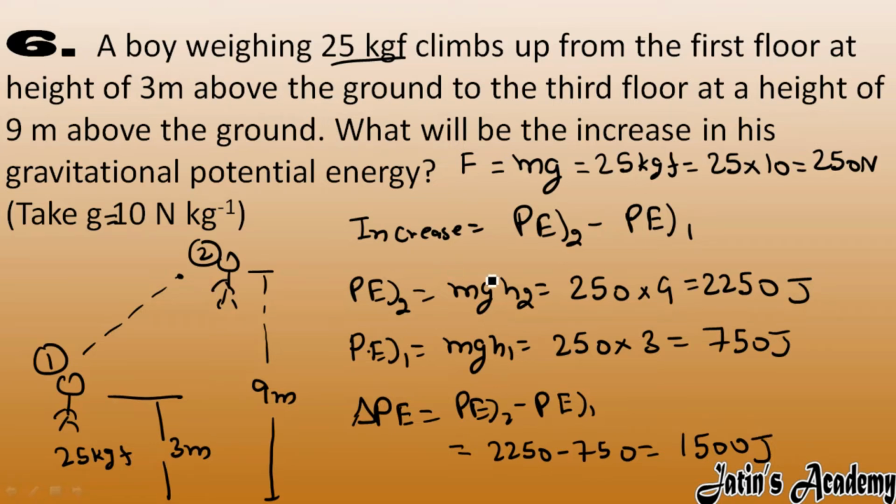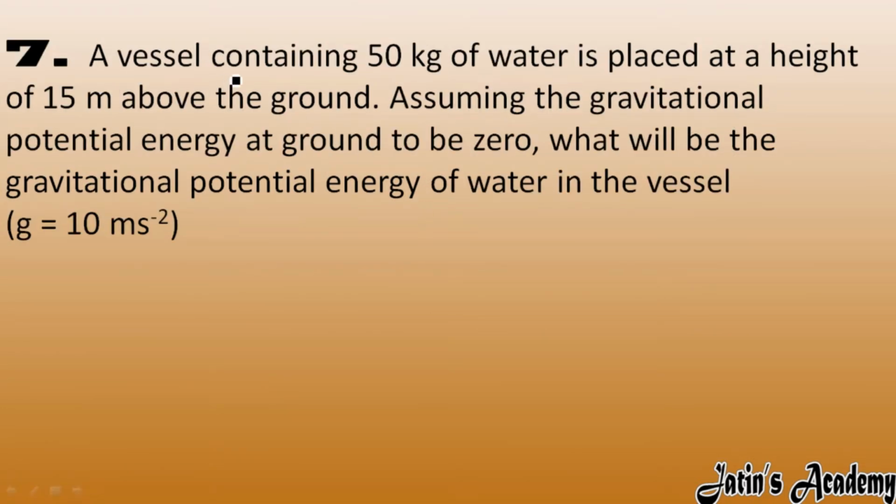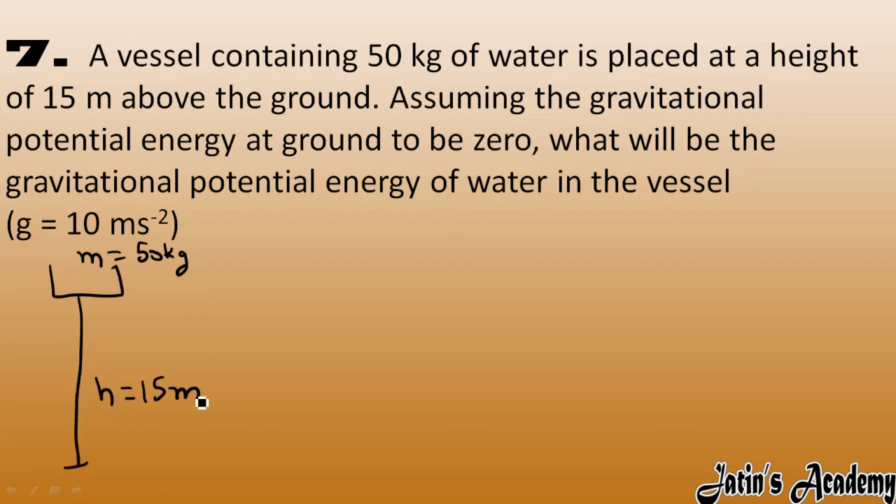Clear? Next we have a vessel containing 50 kilogram of water placed at a height of 15 meter above the ground. Assuming the gravitational potential energy at the ground to be zero, what will be the gravitational potential energy of water in the vessel? So here they are saying that a water is placed above the ground whose mass is 50 kg, okay, and placed above the ground at a height of 15 meter. So here we have to calculate the potential energy stored in the water.